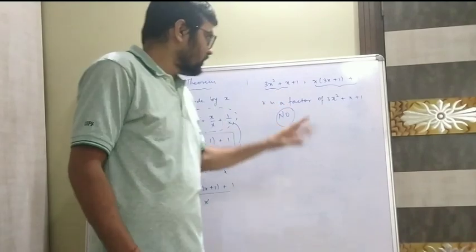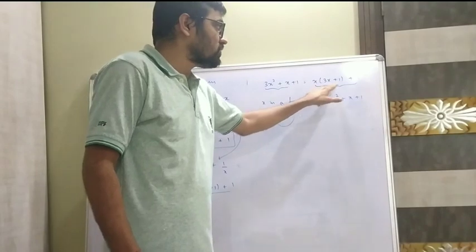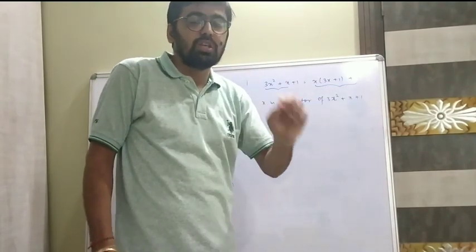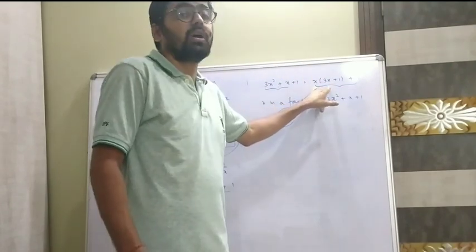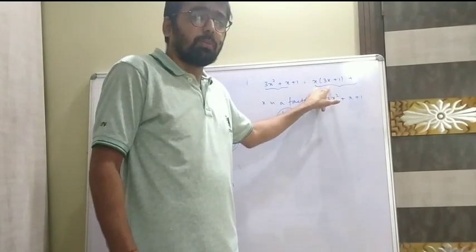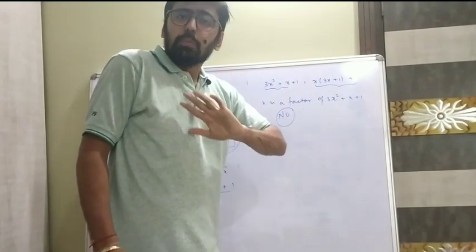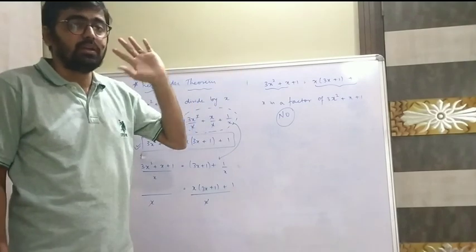Are you getting my point? You can understand this: dividend is equal to divisor into quotient plus remainder. So if the remainder is not equal to 0, that means these two are not factors. These two should be a factor or a multiple, and the remainder must be 0. But here, what we are going to focus on is that the remainder is not 0.